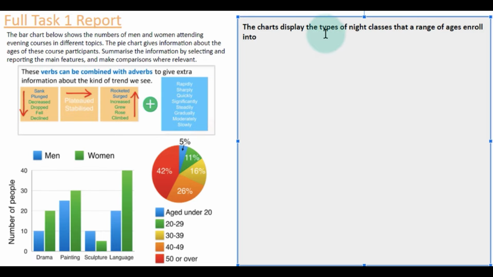Let's read this back. The charts display the types of night classes that a range of ages enroll into. Are enrolled into. Let's say that. That sounds a little bit better to me. Again, editing as we write, really important. Let's read this back. The charts display the types of night classes that a range of ages are enrolled into. So I've said here the types of class and also the range of ages. So just really simple, 1 sentence, paraphrase from these 2 longer structures.